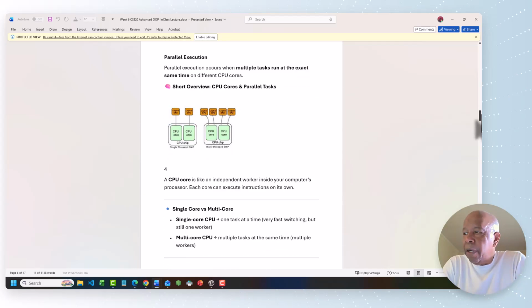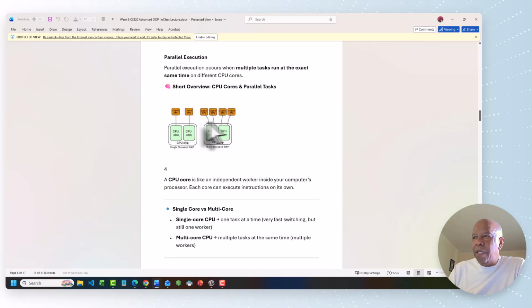Okay, so let's talk about parallelism. Parallel execution occurs when multiple tasks run at the exact same time on different cores. Now, again, keep in mind that parallelism and concurrency are two different things, which is one of your assignment questions. How are they different? But this is a case where, when I am running in parallel, I am running at the exact same time, in the same time period.